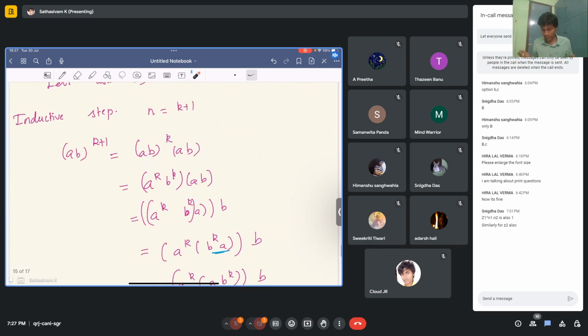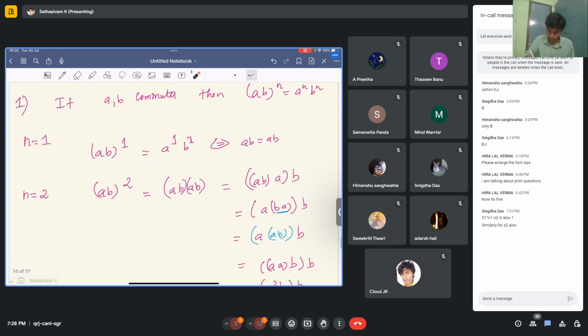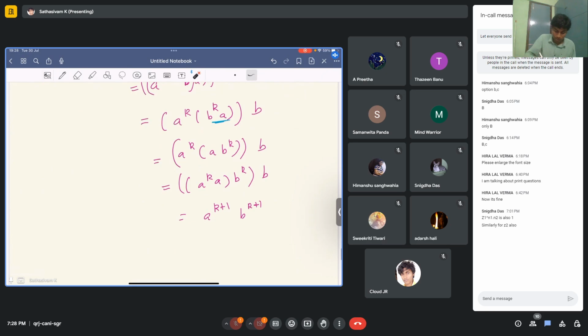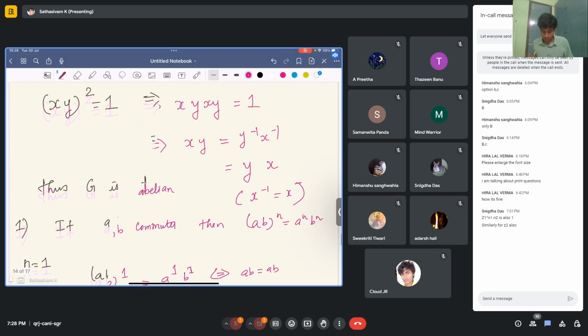Okay, so by induction what is proved is P(k), the truth of k, implies truth of k plus 1. What is P(k)? P(k) is basically this statement: (ab)^k is equal to a^k b^k. So now by induction the proof follows. That's all. Okay, so this we have done.